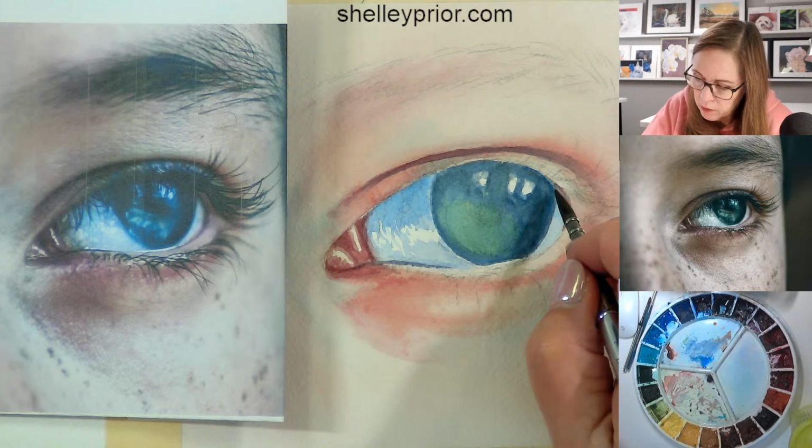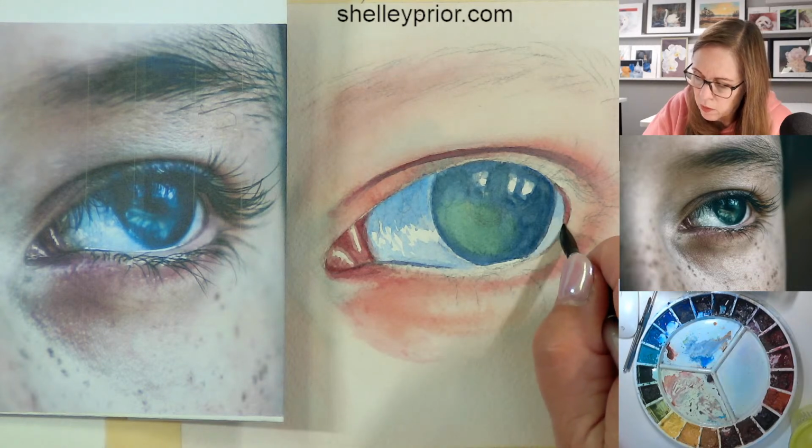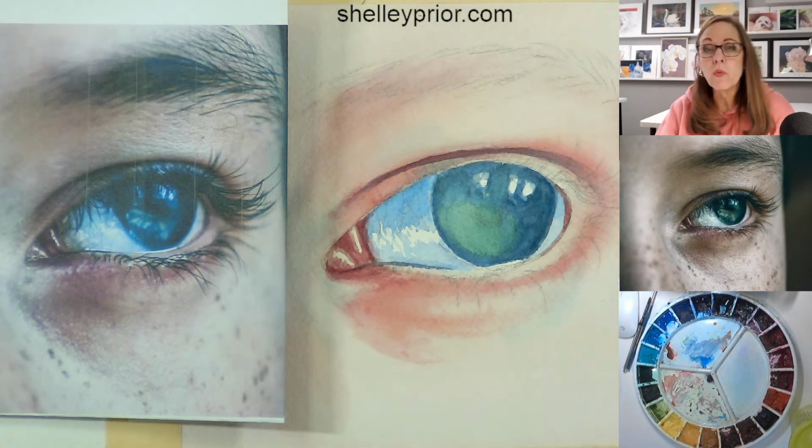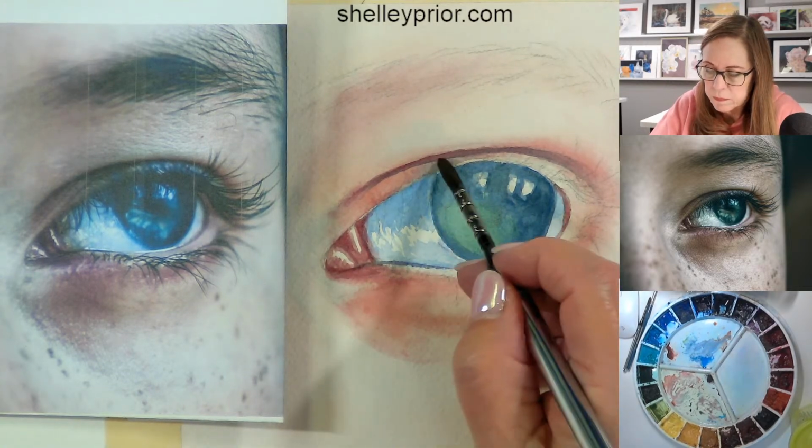Let's come in. I'm going to go a little darker on this right side. Do the same on this side. All right, so we're really starting to build up on some of those shadows and get them deeper and darker and more established.